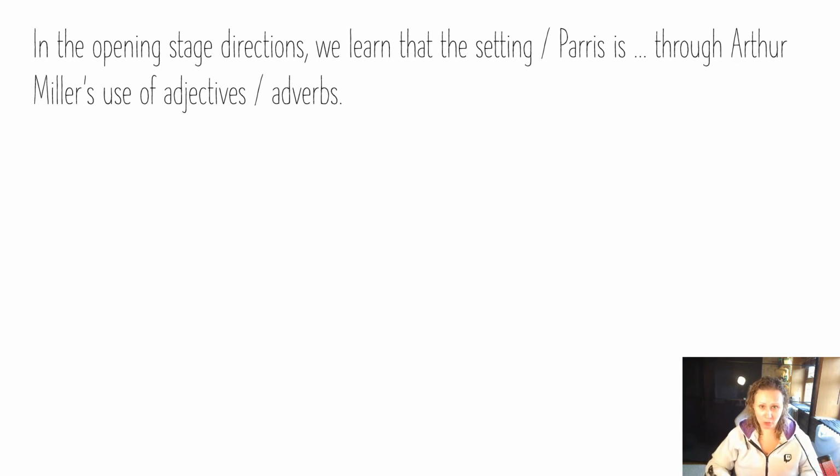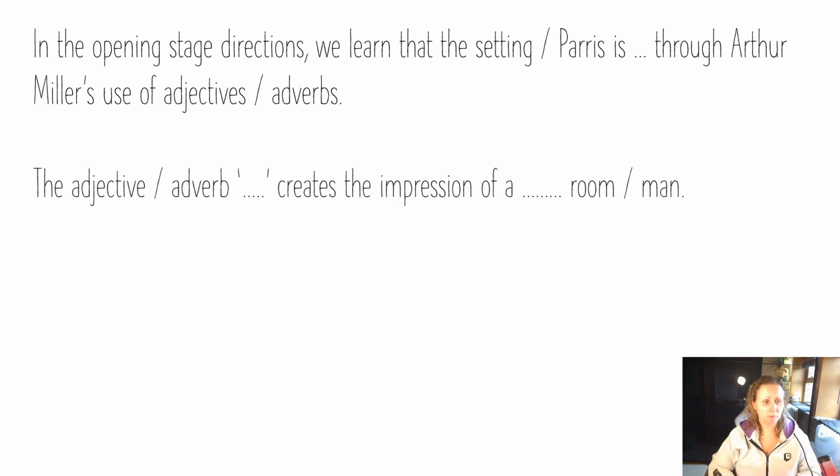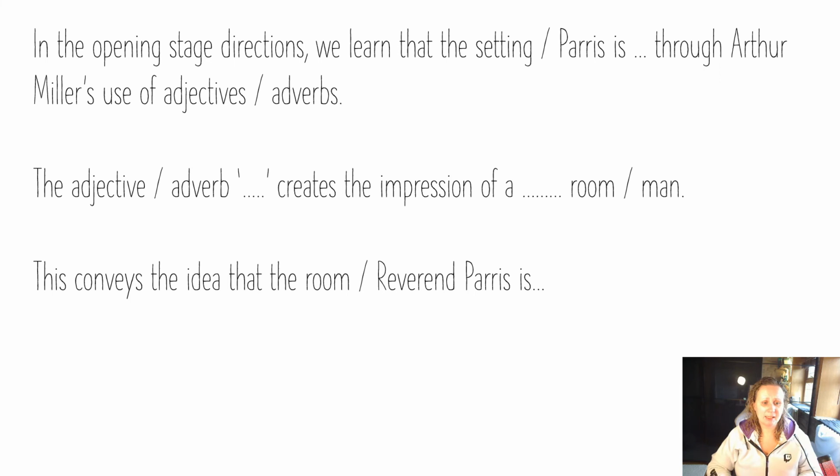What is the language choice that you've chosen? And then choose the technique that you're writing about. I've put adjective or adverb, but put verb, whatever it is that you've got. Use a quotation. It creates the impression of a what sort of room, what sort of man. This conveys the idea that the room is it narrow, is it confined, is it claustrophobic? Reverend Paris, is he strict, is he fierce, is he violent?